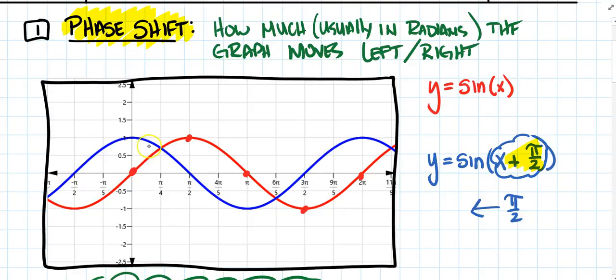So basically, check this out. Each of my dots has moved a value of pi over 2 radians to the left. So this has become here. This dot has gone pi over 2 to the left. This dot has gone pi over 2 to the left. And this one has gone pi over 2 to the left to give us this nice, new, pretty blue sketch of the sine of x plus pi over 2. So that's what I'm talking about when I say phase shift. We're talking about moving the graph left or right.